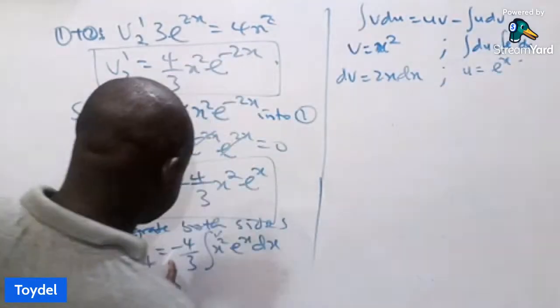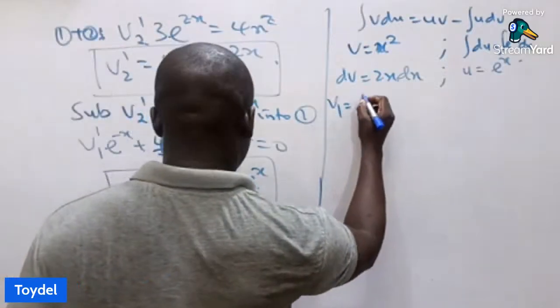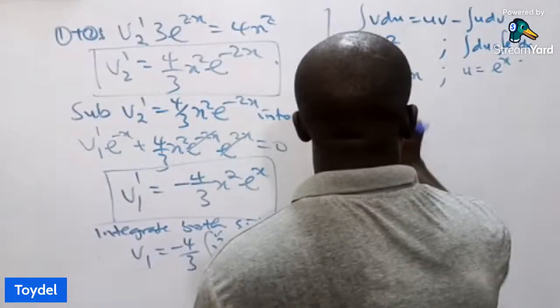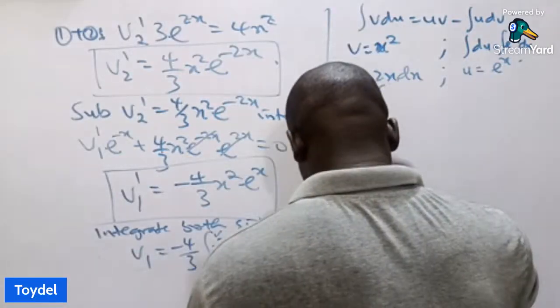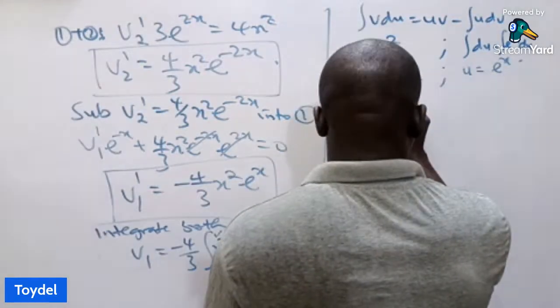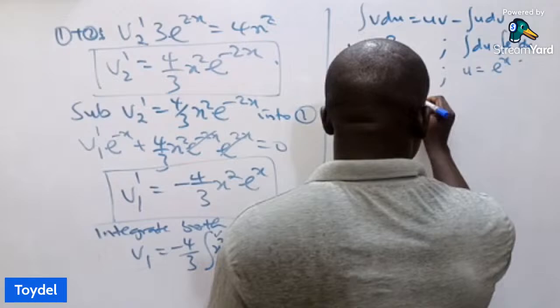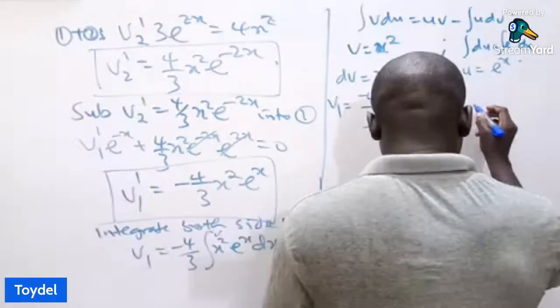So how do I get this value? So that v1 will be equal to minus 4 over 3 integral, minus 4 over 3 into brackets. I will substitute the values into brackets. U and v will give us x squared e^x minus integral 2x e^x dx. That's what we are going to get.